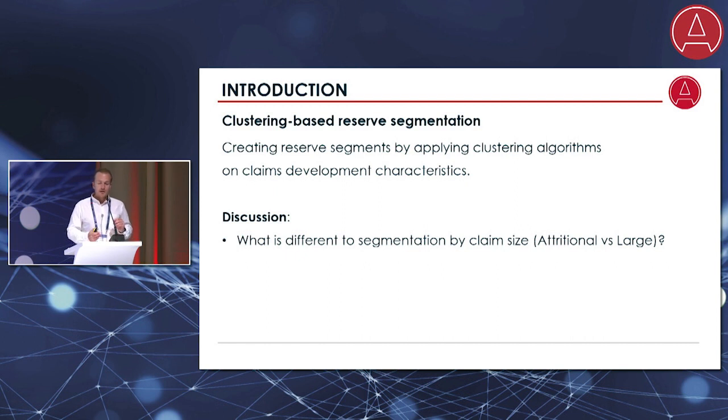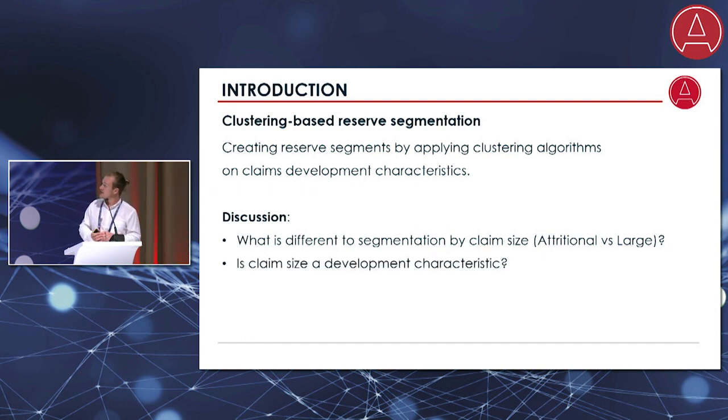Okay, if we were to cluster by a feature called claim size, and we'd specify that the algorithm should only create two clusters, then we could achieve something similar to an attritional and a large split. Okay, that is somewhat similar, except that the clustering algorithm will actually choose the threshold for you. But also, it seems like the clustering can be a lot more flexible because it can create multiple groups and you don't have to pick the thresholds. Well, you actually don't have control over the thresholds in that sense.